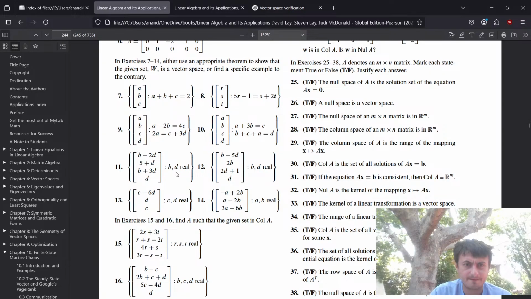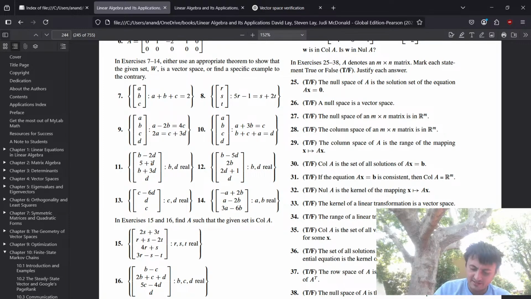5 plus 2. Okay, so this one's interesting. So we skipped 10 because 10 was obvious, but 11 is not obvious. You have B minus 2D, 5 plus D, B plus 3D, and D, where B and D are real.